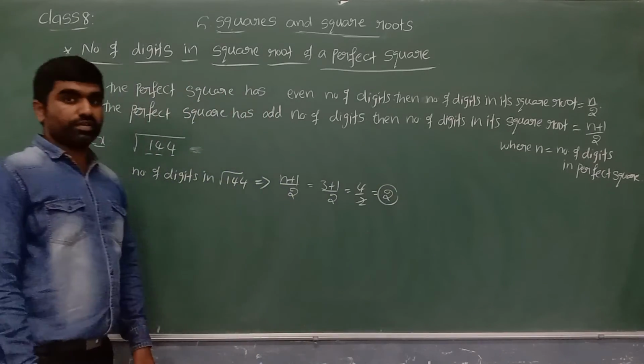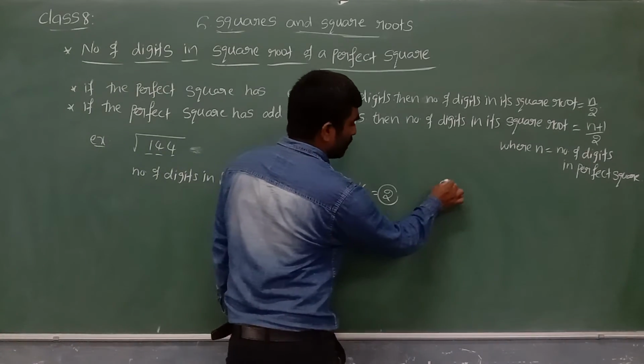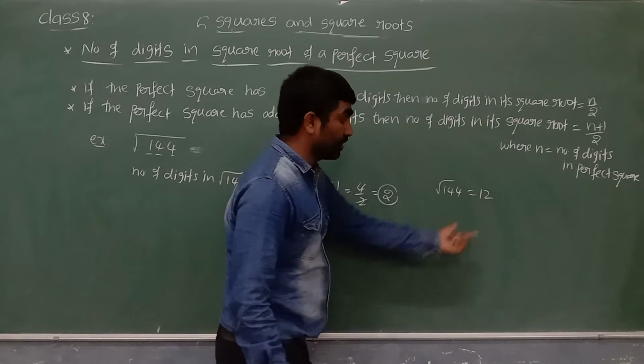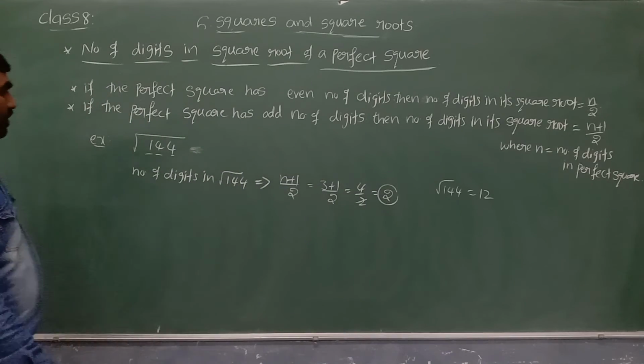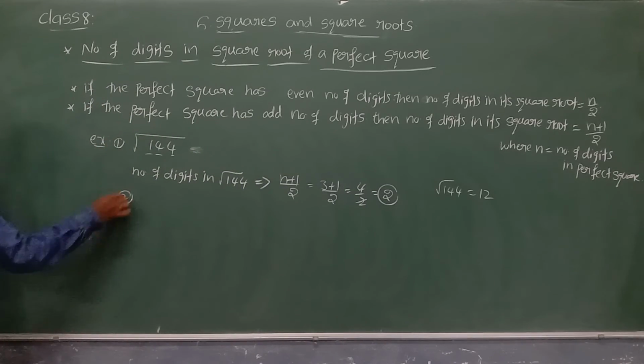It contains 2 digits. Now tell me, the square root of 144, you know? The square root of 144 is 12, since 12 times 12 is 144, and 12 is a 2-digit number. Hope it is clear. Let me take one more example.